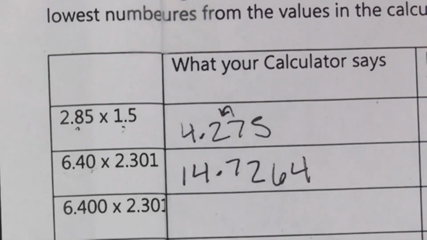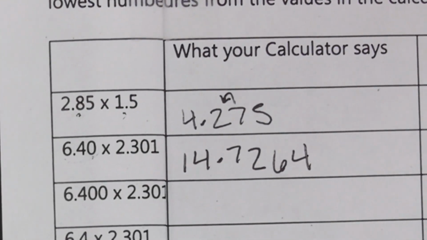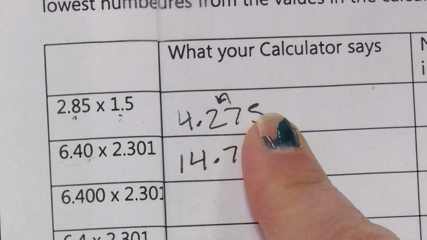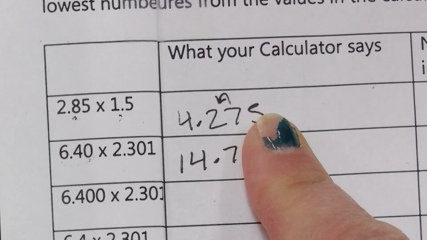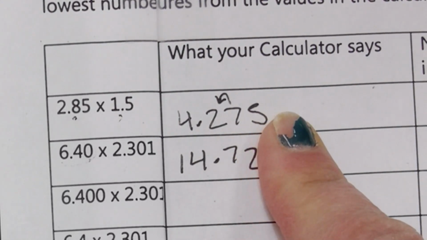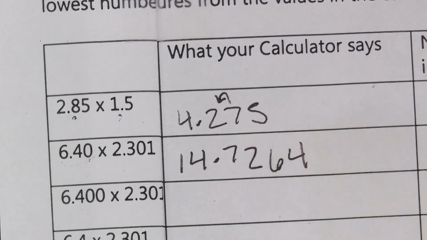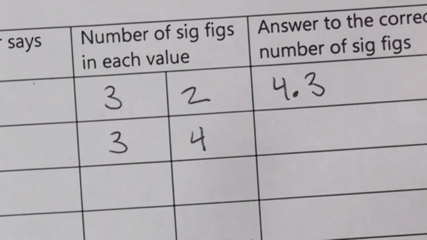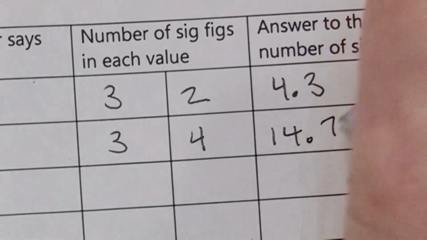So 14.7264 can only have 3 significant figures. That's 14.7. We're going to go out 1, and that 2 is going to round the 7 to stay a 7. So 14.7.